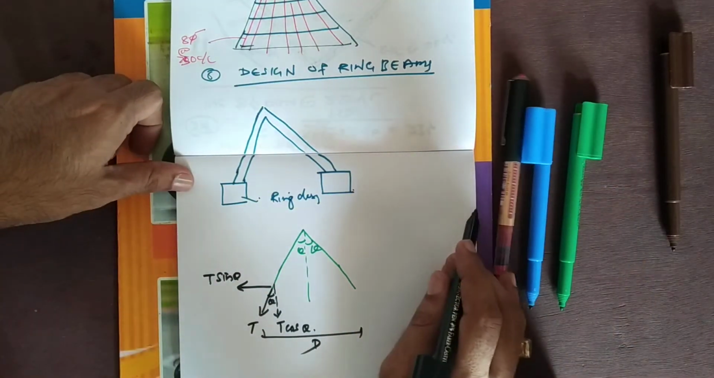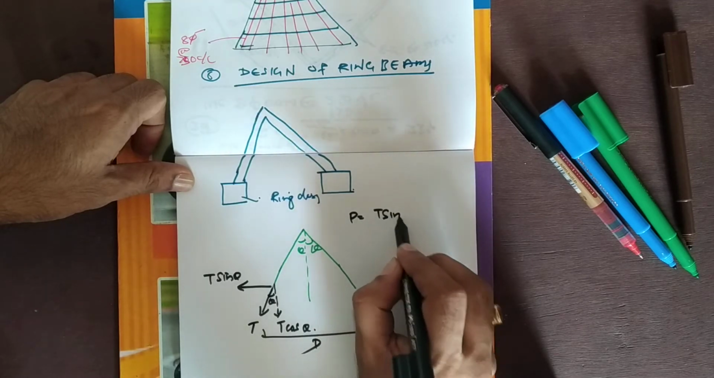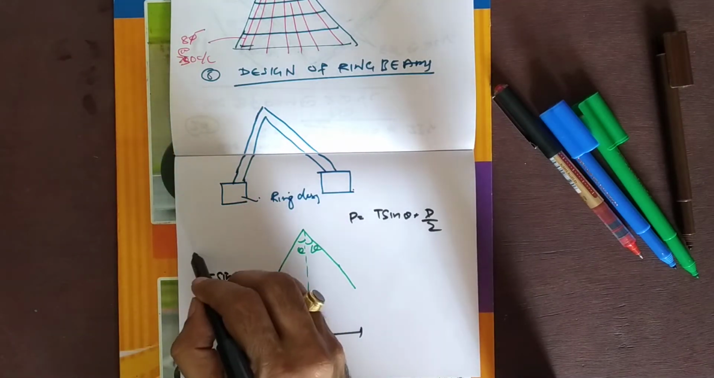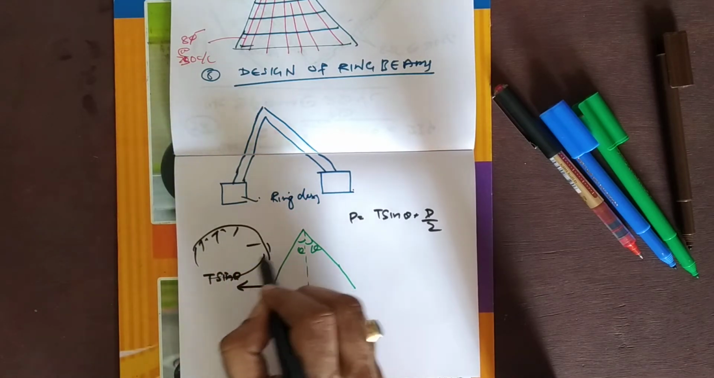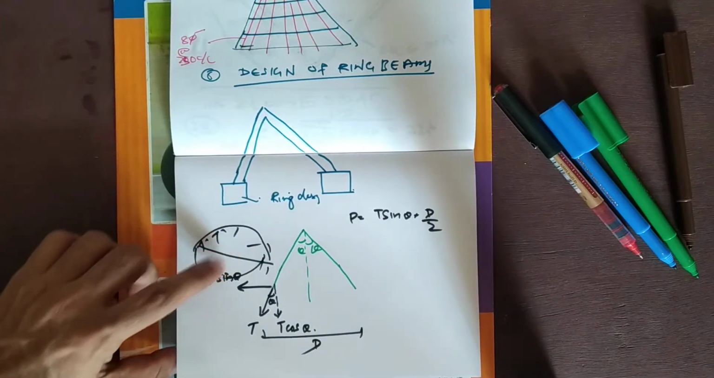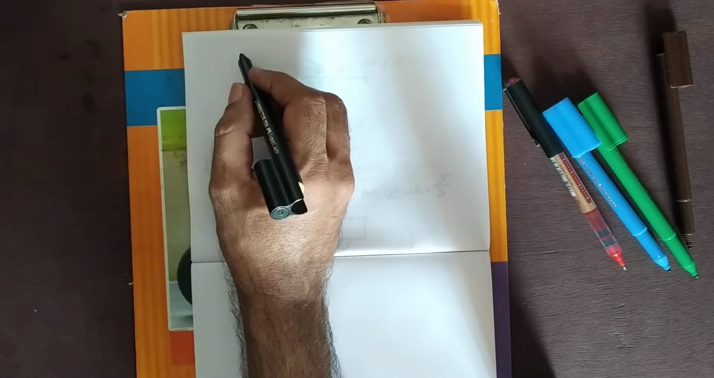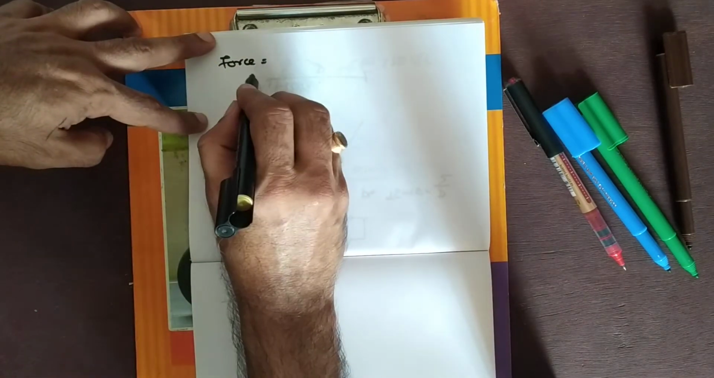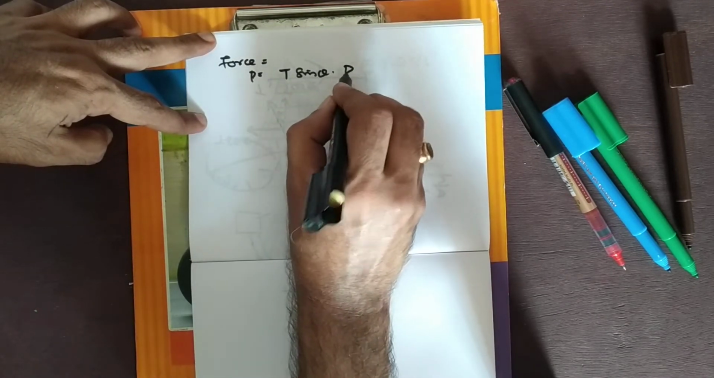Okay, so as you have seen before, the force acting on the ring beam will be T sine theta into D by 2, because throughout the full ring beam, T sine theta will be there everywhere. So if you take half, T sine theta into D by 2. Okay, so for this force we need to design the ring beam. So the force for which the beam has to be designed, P is equal to T sine theta into D by 2.